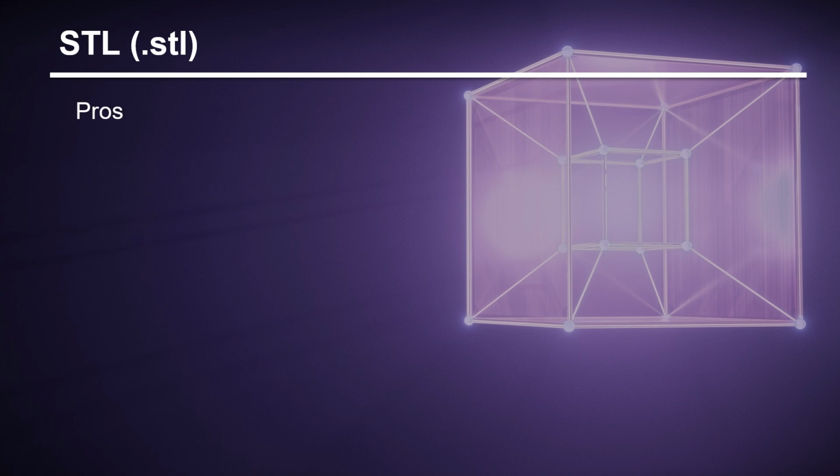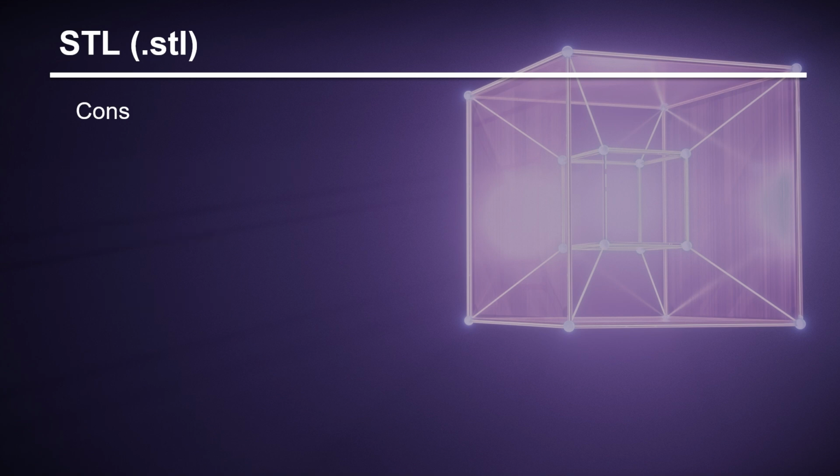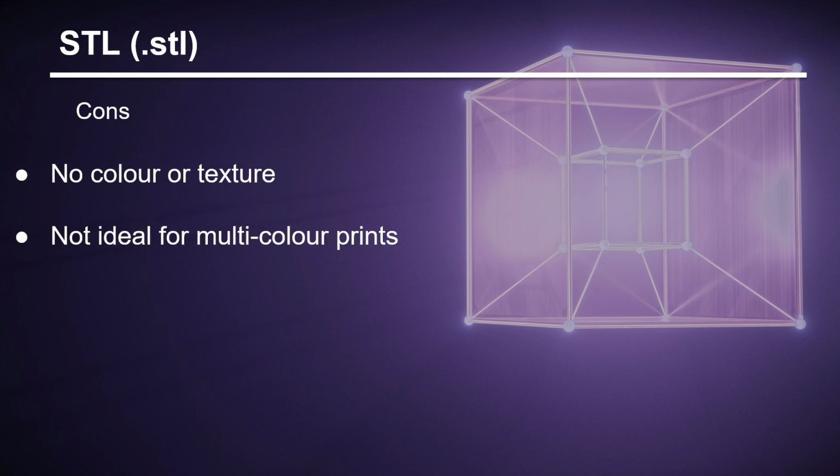The pros of using STL are they are universally recognised, they have small file sizes and are fast to process. The cons of STLs are there's no colour or texture and they are not suitable for multicolour prints.